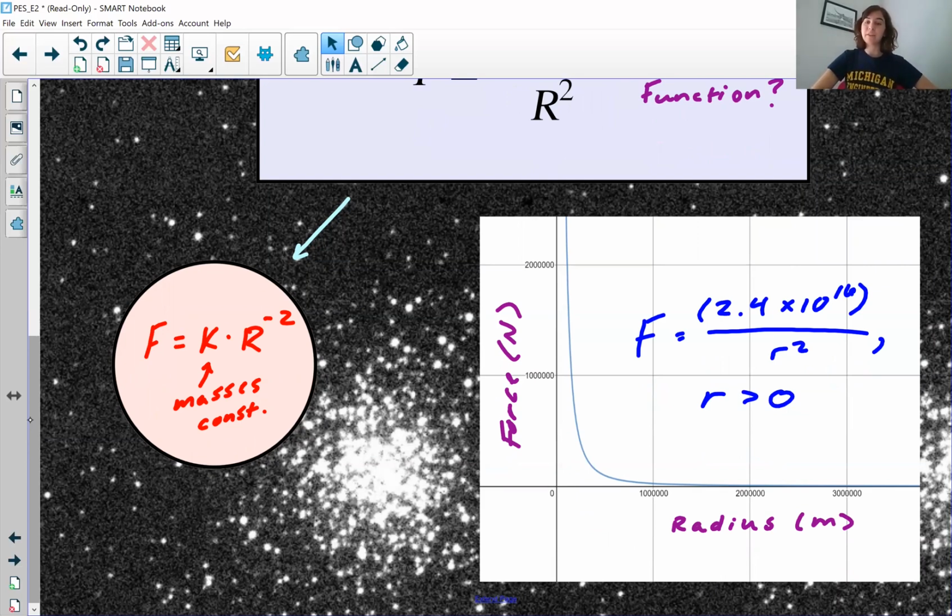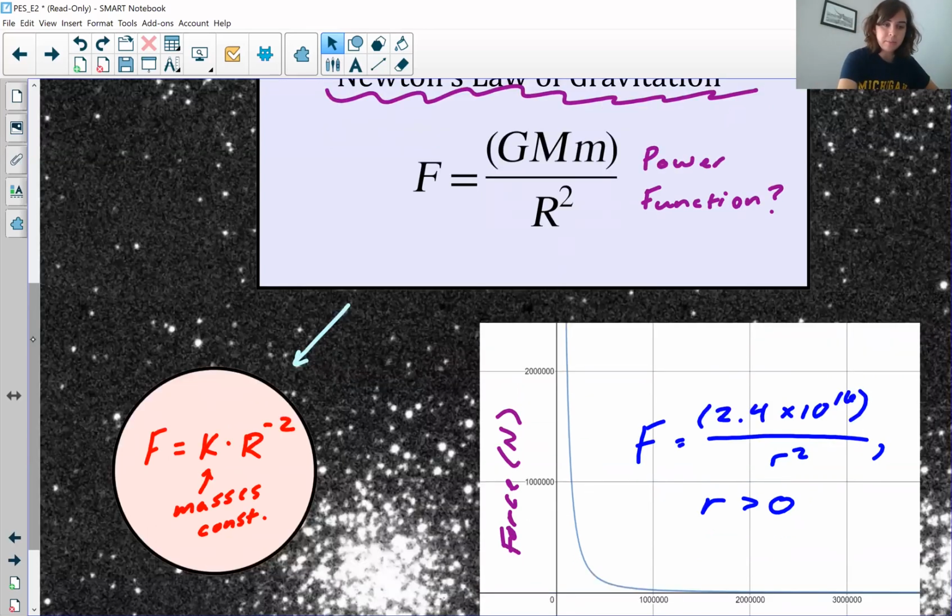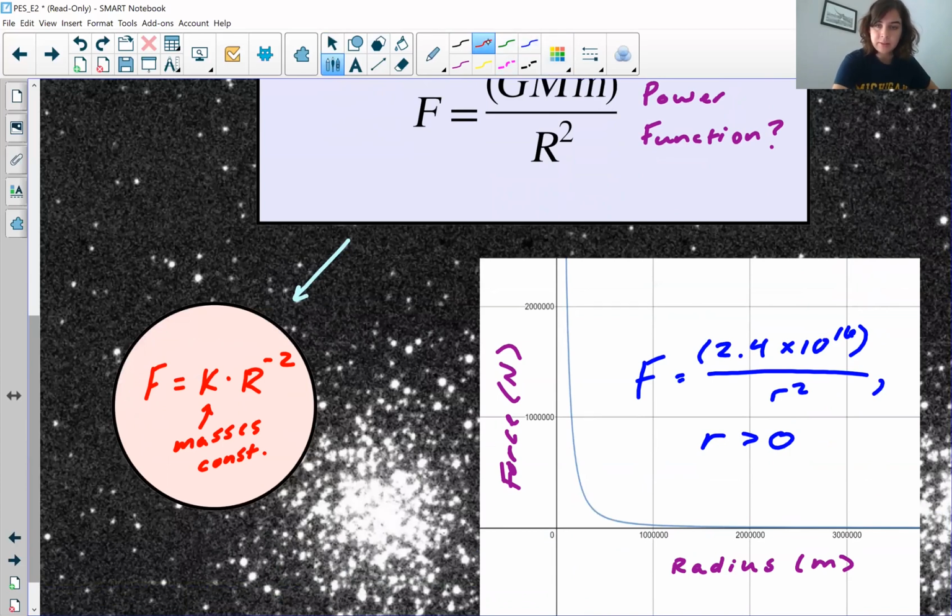And so I also wanted to show you kind of graphically what this could look like. First thing that I did was I wanted to know what kind of force I experience with the Earth. So I took my mass in kilograms and I multiplied it by the mass of the Earth in kilograms. And then I multiplied all of that times big G, the gravitational constant. And I got this number right here, 2.4 times 10 to the 16th. So that's my K, that's my constant.